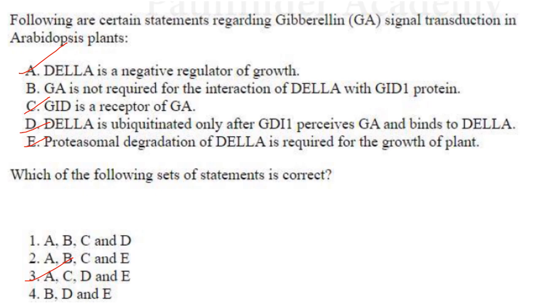GID1 is a receptor of GA. That is also correct. Then DELLA is ubiquitinated only after GID1 perceives GA and binds to DELLA. That is also correct. Proteasomal degradation of DELLA is required for the growth of plant. That is also correct. So A, C, D, E are correct. Answer is option 3.